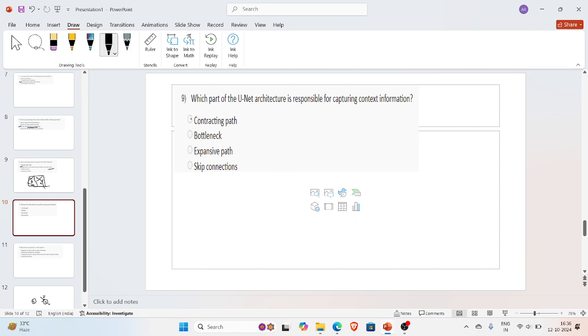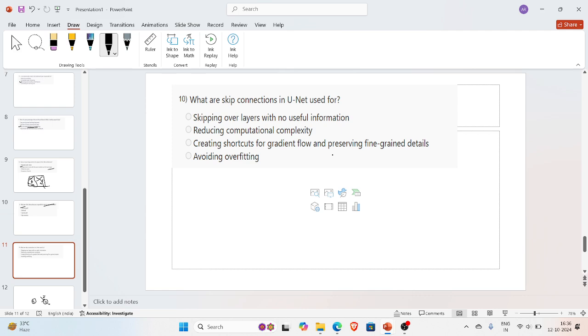So the contracting path is useful for capturing context information. And the skip connection is from the ResNet paper. We can cover the ResNet paper here. It is for creating a shortcut for gradient flow and preserving fine-grained detail. Let me explain this one.